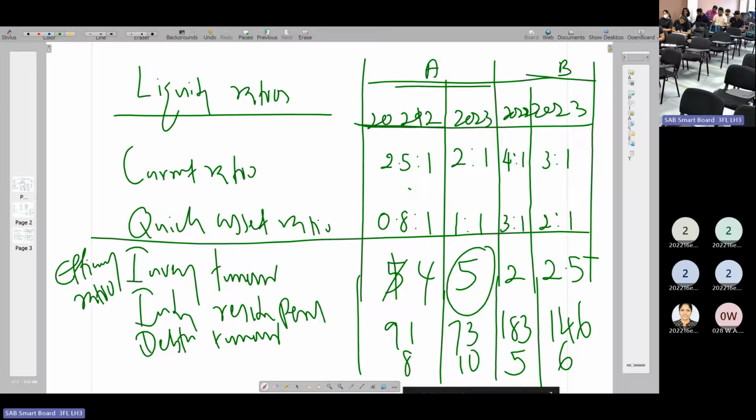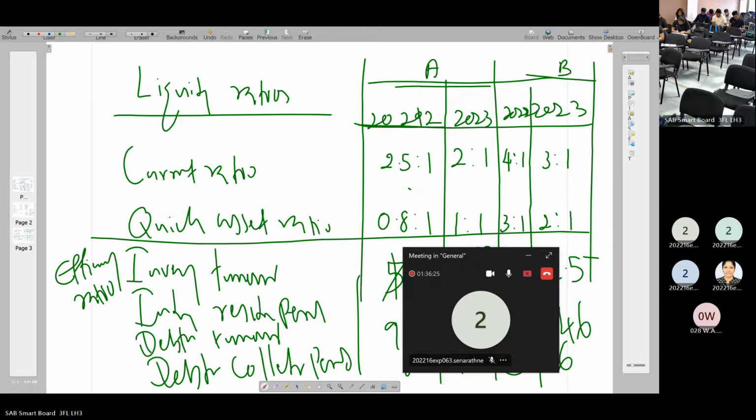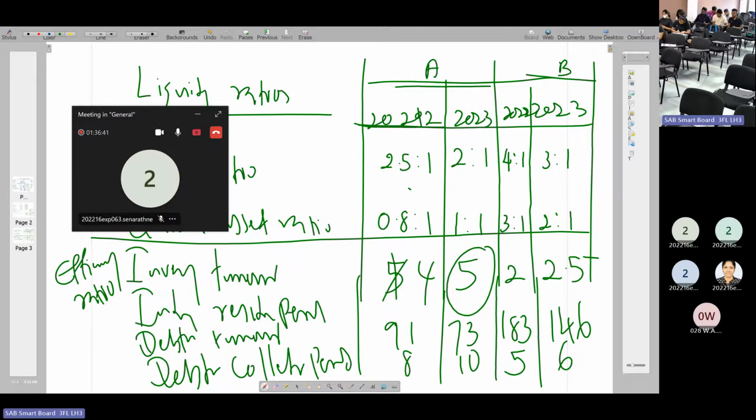Debtors collection period. How to calculate it? 365 divided by debtors turnover ratio. What are the days for the first one? 365 divided by 10 is approximately 36. 365 divided by 5 is 73. 365 divided by 6 is 61. Okay, 61.